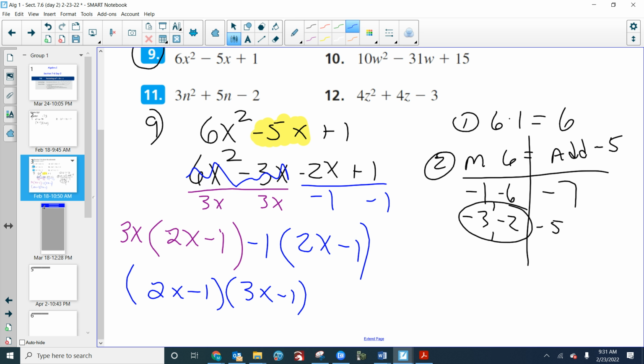What do you guys think of factoring like this so far? Awesome. You can see me. You got? Thanks.